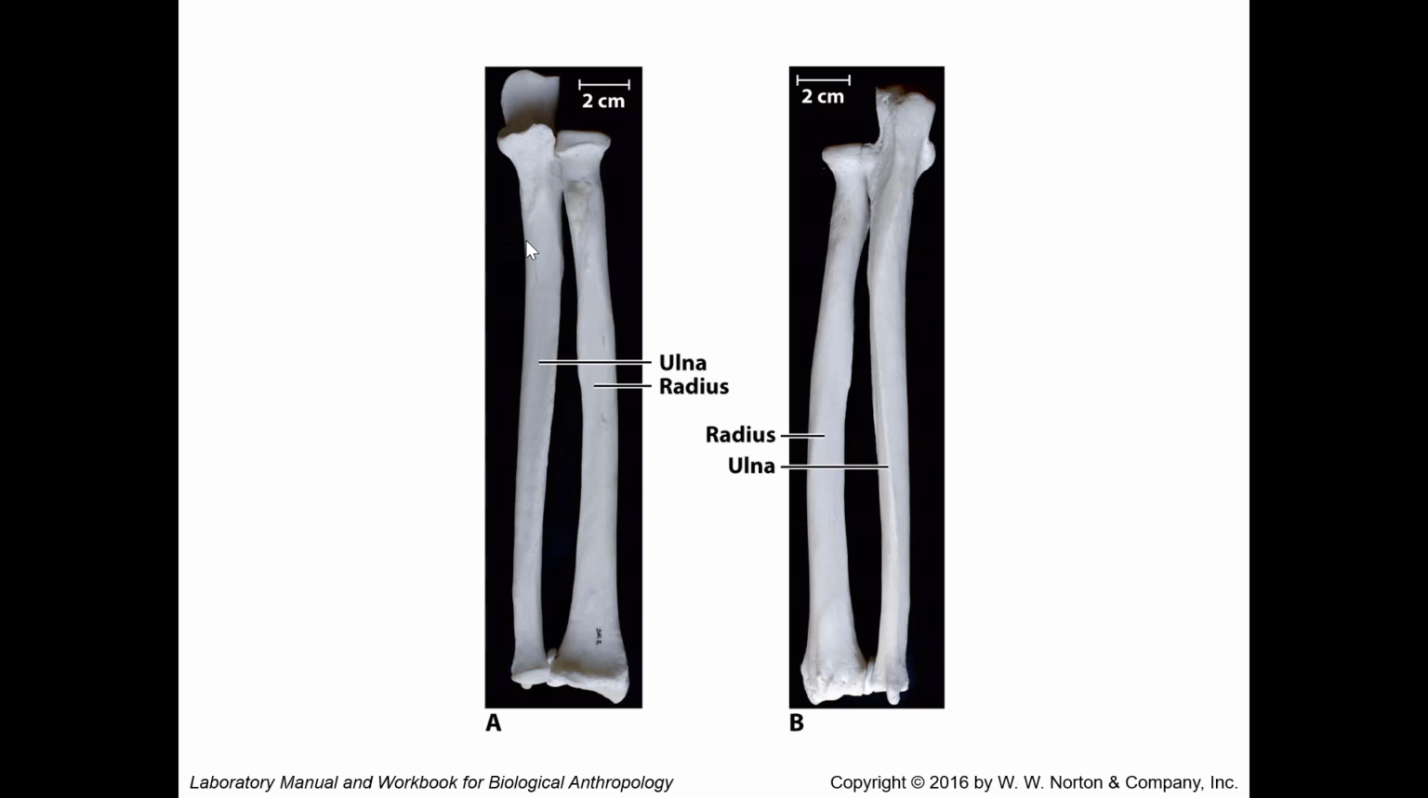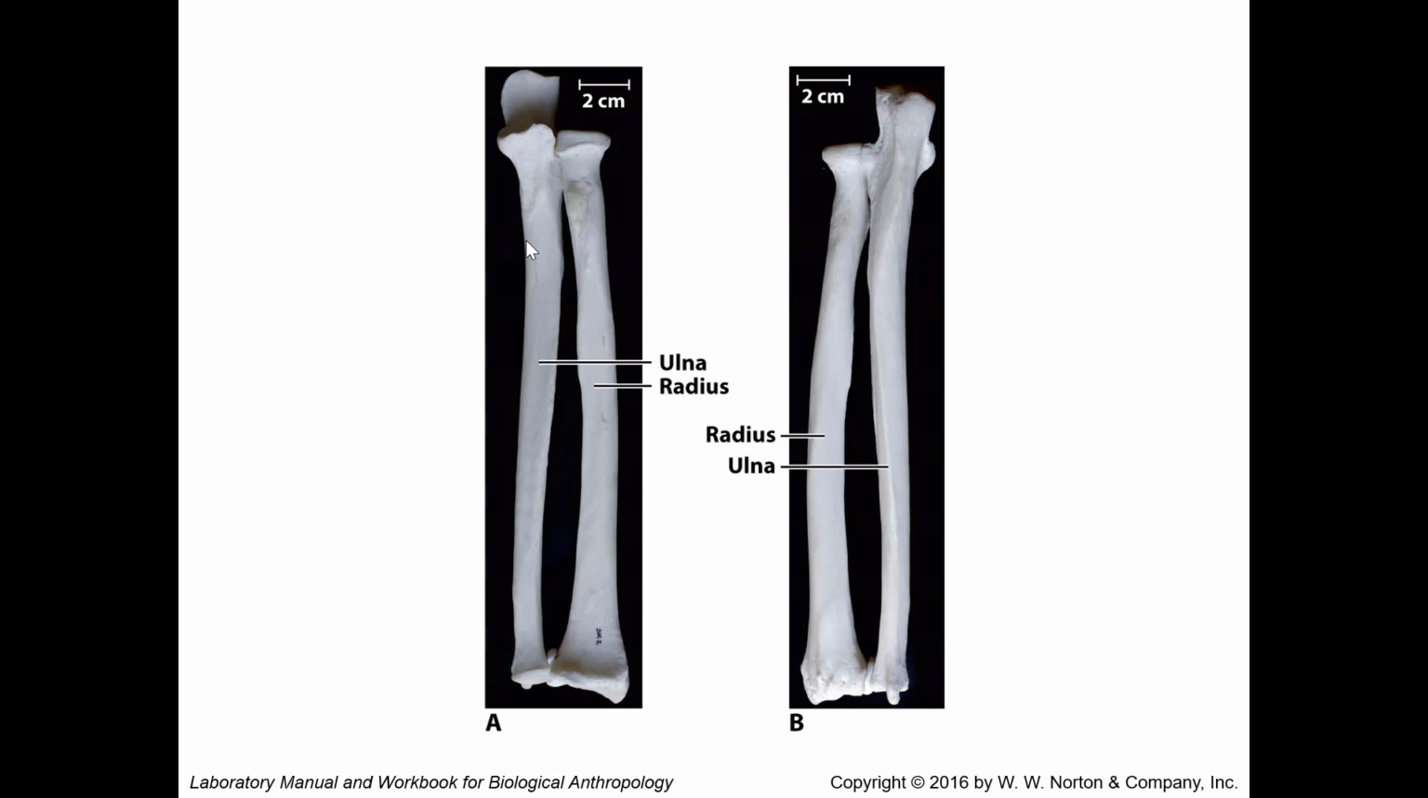With your arm at your side and your hand facing forward, the radius will be more lateral and shorter of the two lower arm bones. If you put your hand out and try that out again, the radius is the more lateral, so farther away, and it is the shorter of the two lower arm bones.